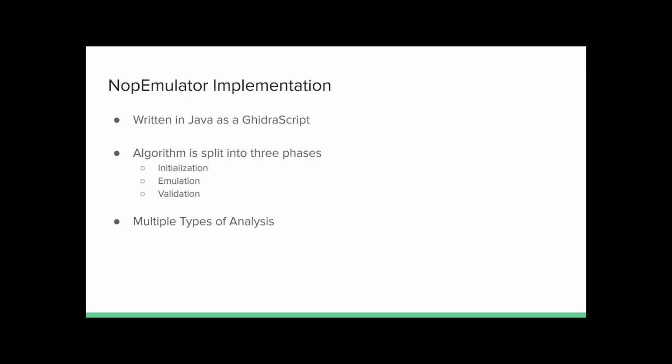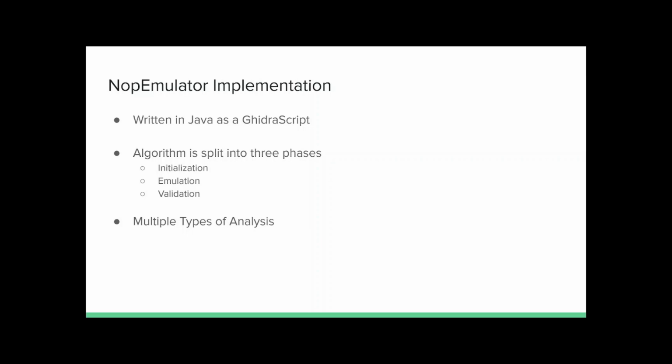So how was NopEmulator implemented? Well, it was written in Java as what's called a Ghidra script. The Ghidra execution engine, the reverse engineering tool, allows you to write scripts using its built-in SDK to process all of the bytes in your project. So you can manipulate it based on instructions, based on bytes, based on P code, which is the intermediary language between the assembly and the high-level code that Ghidra uses. And you can manipulate that to help with your reverse engineering efforts.